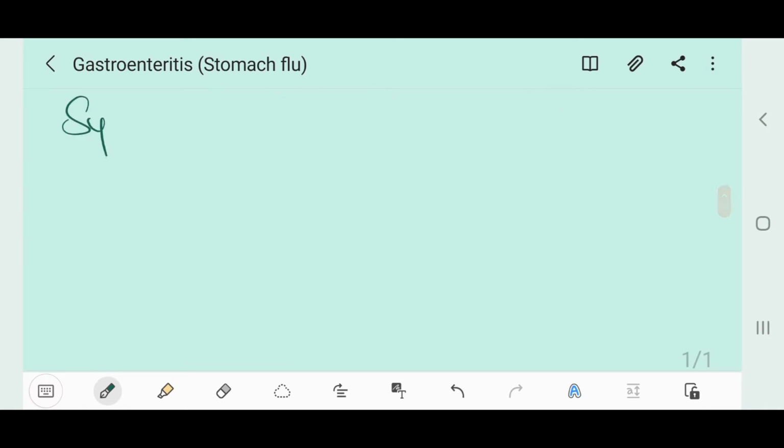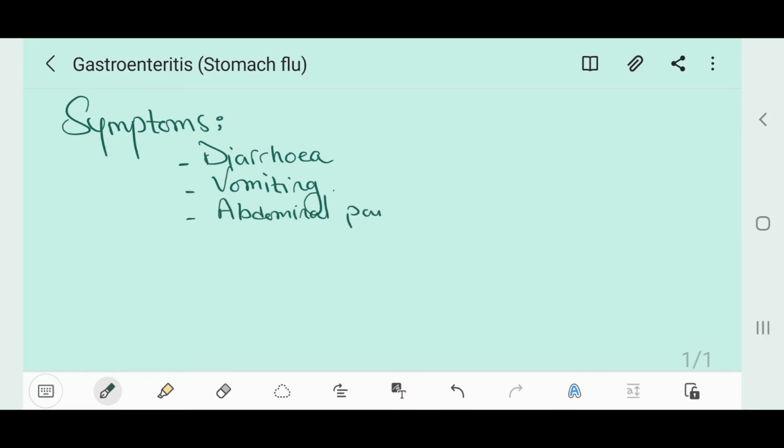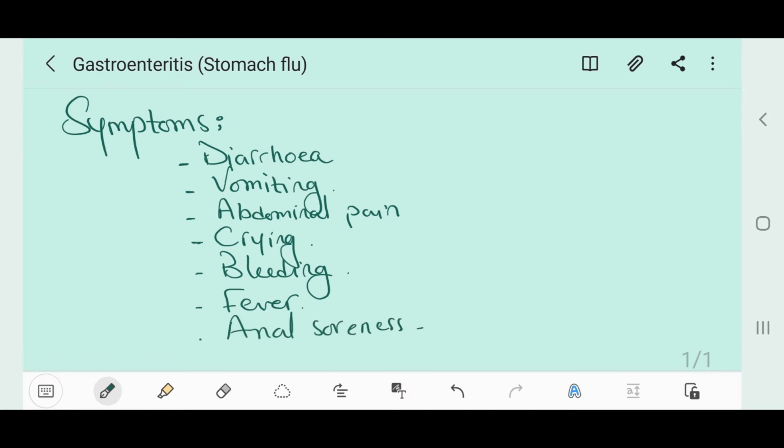So moving on to the symptoms of gastroenteritis. The first one is diarrhea, the most important one. It's usually frequent, loose, watery, greenish motions. It usually lasts for 2 to 3 days, but may last for 10 days. Vomiting, usually early on, and settles in a day or two. Abdominal pain, which is colicky in nature. Crying, maybe due to pain, hunger, thirst, or nausea. And bleeding, which is uncommon, but sometimes seen in motions. Fever could also be present, and anal soreness due to the diarrhea.